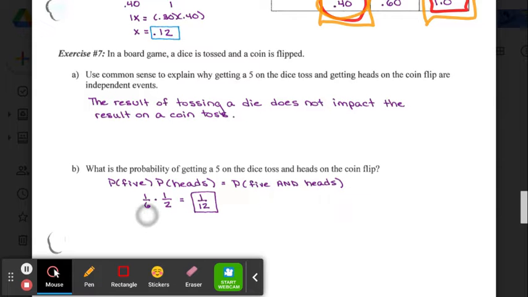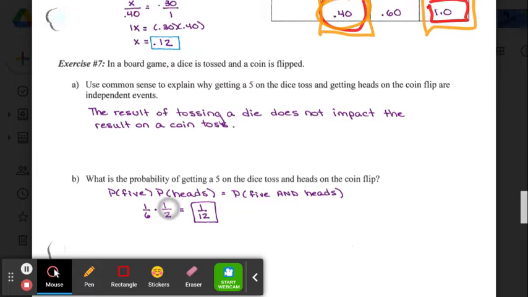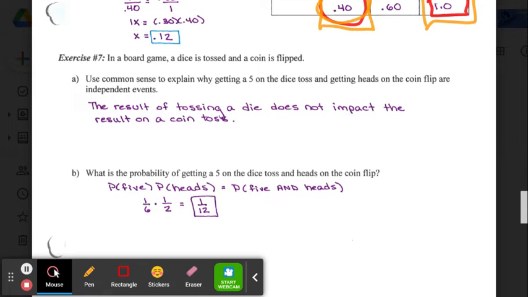So probability of a 5 is 1 over 6 because there are 6 sides on the dice. Probability you get heads is 1/2. When you multiply them together, you get 1 over 12.